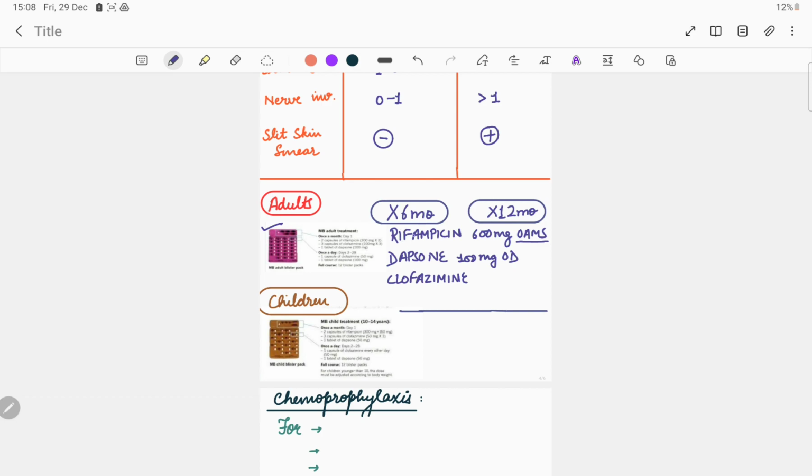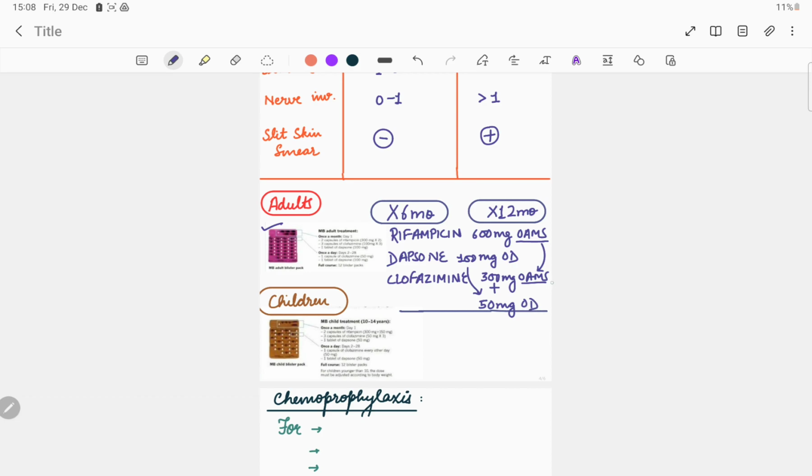Okay, so you will have to give the starting dose of rifampicin, one tablet, in front of the patient. And then you ask the patient to take the kit along with him and take it for the entire duration. Now the dapsone is 100 mg OD, and clofazimine, if you want to learn it, you just halve the doses of rifampicin. So this becomes 300 mg OAMS, plus this half is 50 mg OD.